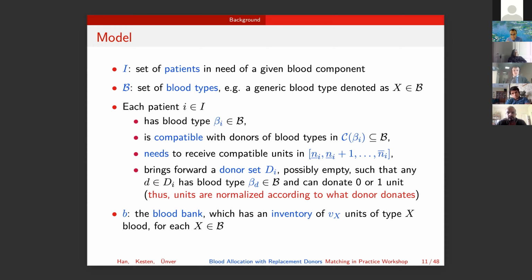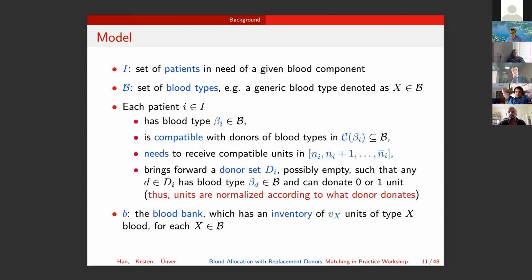So we have this normalization, okay? So that these are multiples of this are what the patients receive. And for simplicity in my model, I'm going to focus on a single blood component. Let's focus on red blood cell. But in the paper, we also discuss integration of red blood cell and, let's say, platelet, because a donor can either donate red blood cell or platelet, where these replacement donor programs are mostly used. Okay, so you can do that as well.